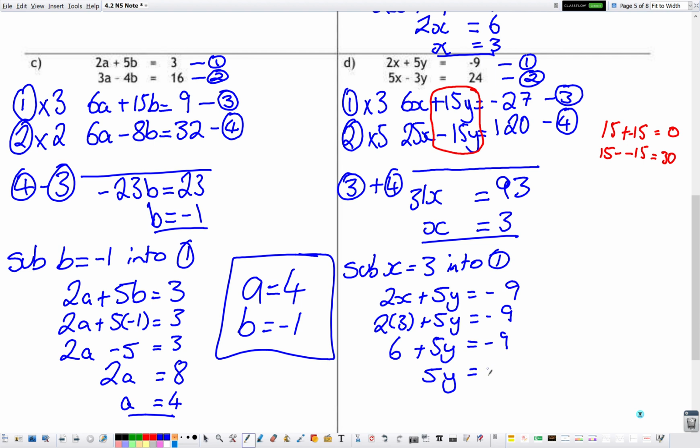5y equals minus 15. Again, this next variable should give me a whole number answer. If you're getting a decimal answer or a fraction, you've probably made a mistake somewhere substituting it in. So be careful, go back and check. 5y equals minus 15, so y divided by 5, y equals minus 3. So my two solutions this time: x equals 3, y equals minus 3.